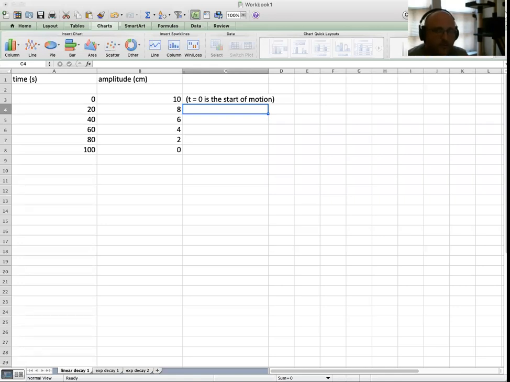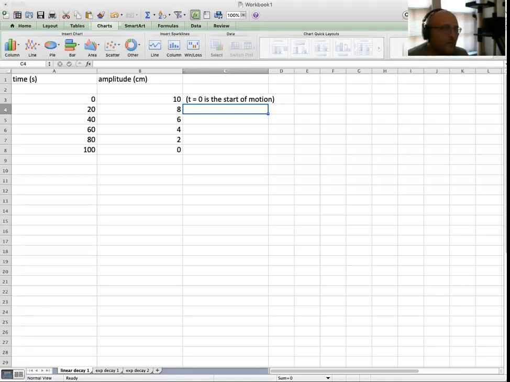So by decay, I just mean we want to formalize how the amplitude or size of a vibration goes down over time. And there is a way we typically discuss that trend. The first thing I'm going to do is describe what the decay is not. So let me share my Excel spreadsheet with you here.